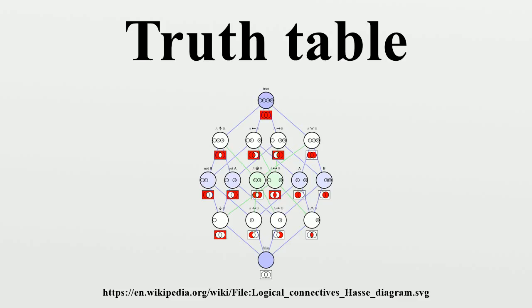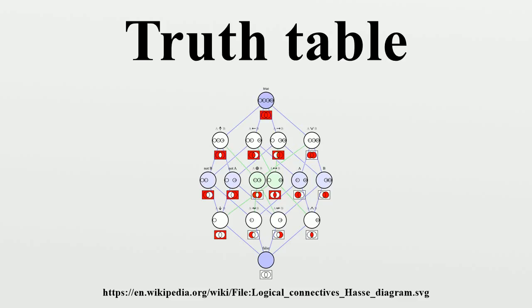Logical equality. Logical equality is an operation on two logical values, typically the values of two propositions, that produces a value of true if both operands are false or both operands are true. The truth table for P XNOR Q is as follows. So P equals Q is true if P and Q have the same truth value, and false if they have different truth values.